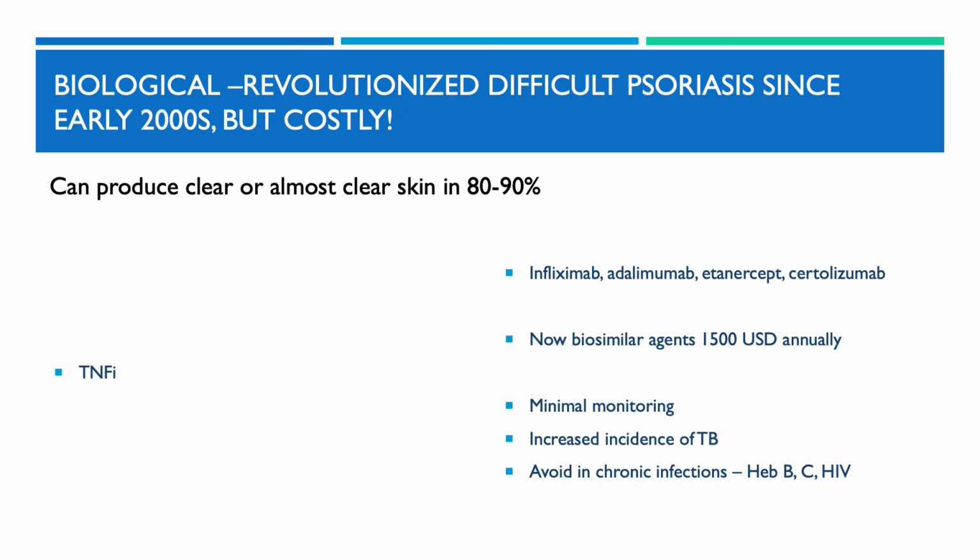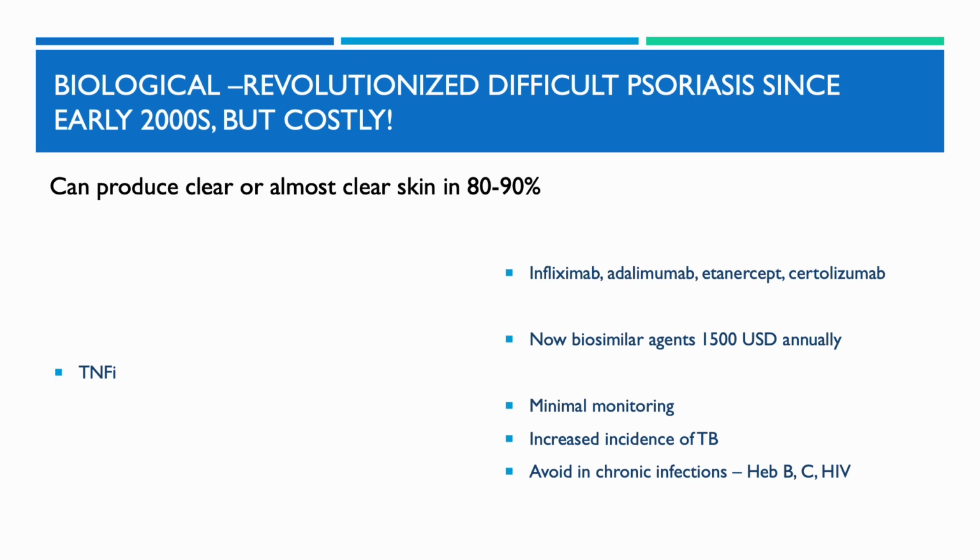We've now got some biosimilar agents. So we have biosimilar adalimumab, and this has cut the cost in the UK from £9,000 a year to about £1,000 a year, or $1,500 US dollars annually. So the biosimilar biological agents are working out much, much cheaper and just as effective as the progenitor drugs.